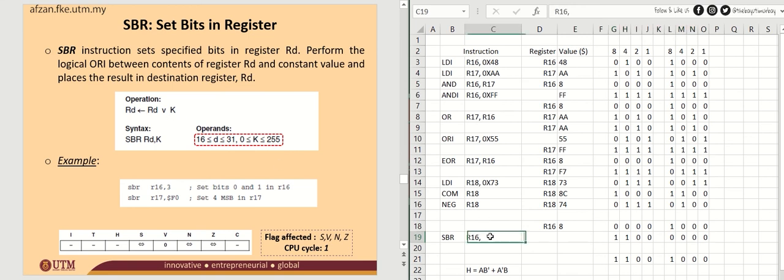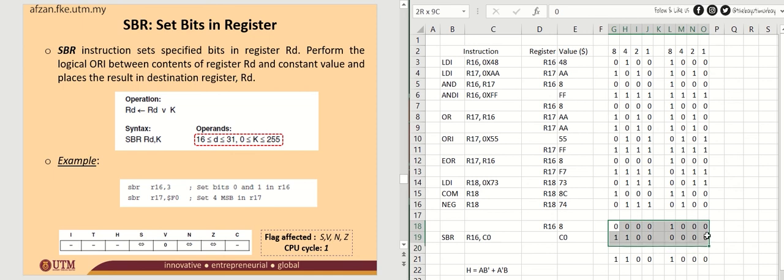So I put SBR R16 with what value here? This is a 12 if C... R16, C0. So this is C0. This is the value of my C0, and this is the value of my R16. You see the operation here for SBR: SBR is Rd OR with K. So my K is C0, and this is R16.